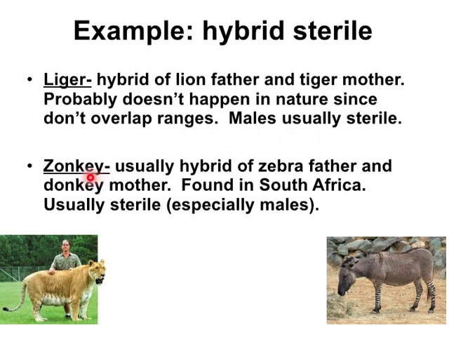The next example is the zonkey, with a zebra father and a donkey mother. They reproduce and interbreed with each other, forming a new animal that is called a zonkey. They are found in South Africa and males are usually sterile.